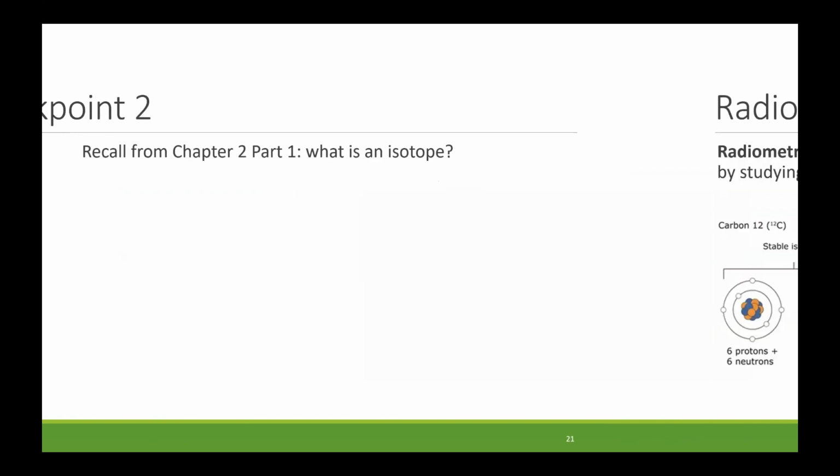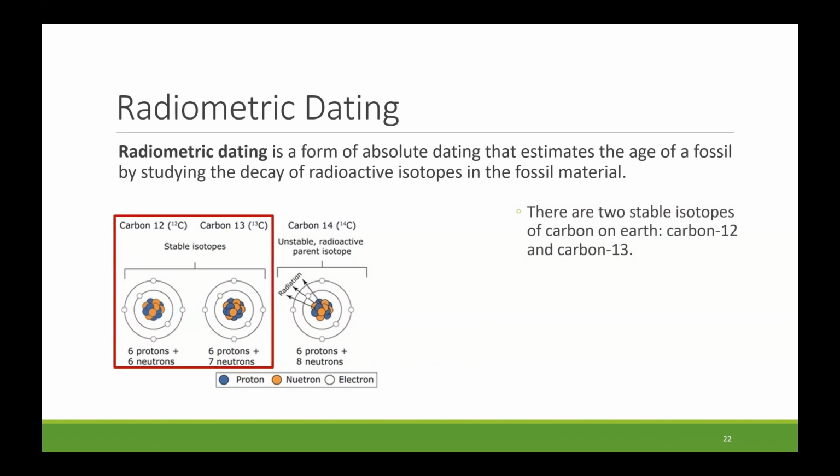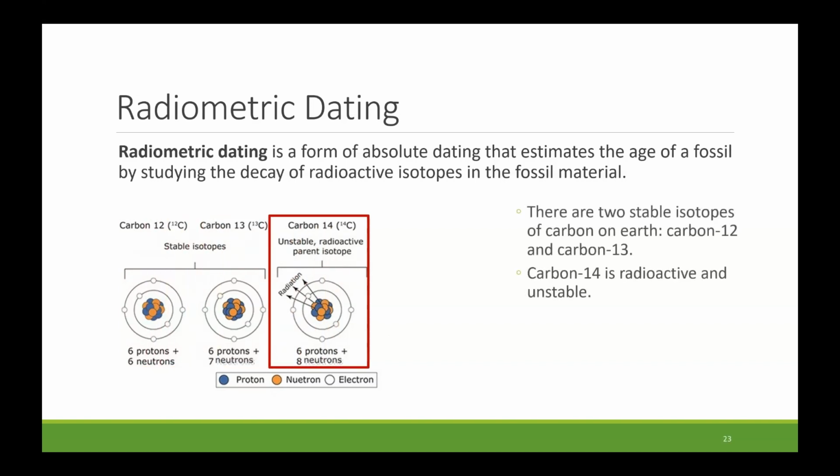So how does radiometric dating work? Well, it's based on the fact that there's a certain amount of radioactive isotopes of elements that occur naturally in the environment. One example is carbon. Carbon is an element that has two stable isotopes, carbon-12 and carbon-13, which I've highlighted here in the red box.